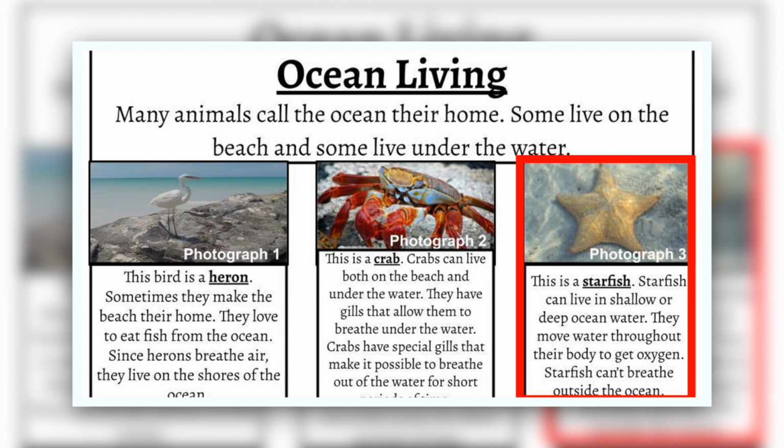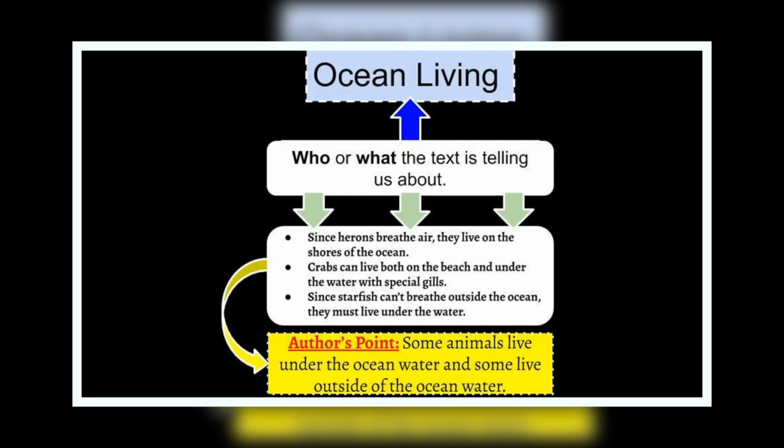In photograph 3, the author states that starfish can live in shallow or deep ocean water. They move water throughout their body to get oxygen. So starfish can't breathe outside of the ocean. So what's the point? The author's point is that some animals live under the ocean water and some live outside the ocean water. The author gives lots of reasons to support his point.